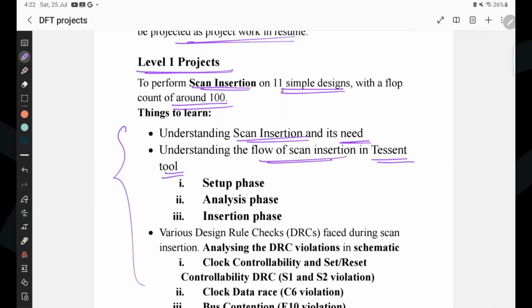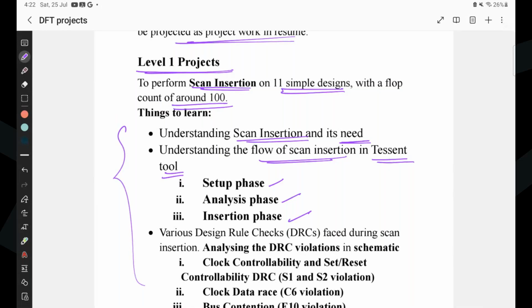Say, for example, you want to perform scan insertion using Tessent tools. You will have a set of steps or a procedure which you have to follow. You will have various phases: setup phase, analysis phase, insertion phase. So what has to be done in each phase, all these things we will understand.